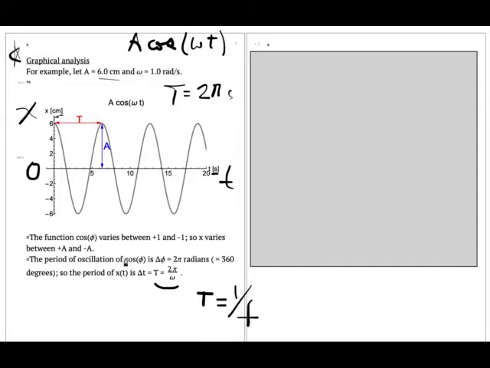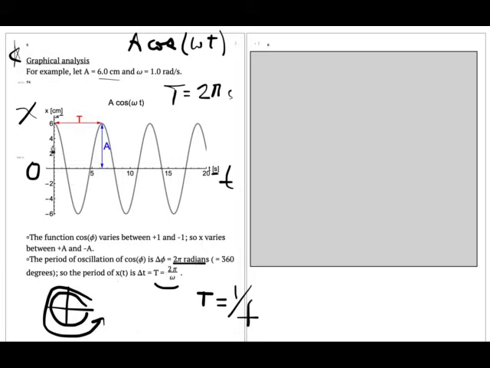The period of oscillation of cosine phi is 2 pi radians. That's 360 degrees. So if you think about angles, you complete one cycle in 360 degrees. If you go around a circle 360 degrees, that's one cycle. In a few minutes, we're going to see the relation between simple harmonic motion in one dimension and uniform circular motion in 2 dimensions. Well, okay, 360 degrees, you have to convert that to radians. It's 2 pi radians.